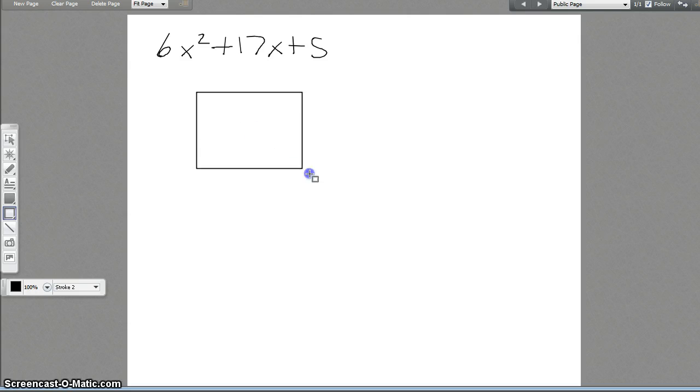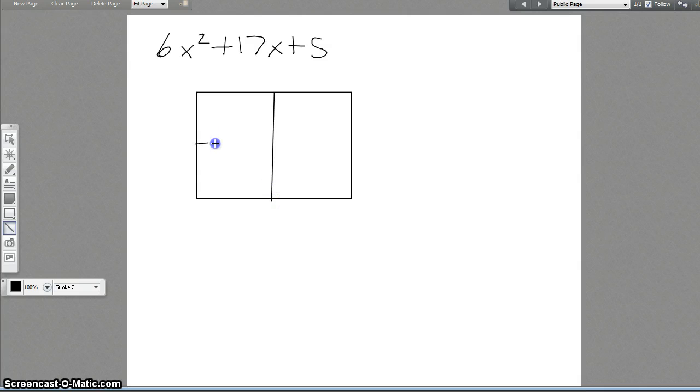What we're going to do is draw our grid, which you're familiar with, and draw our grid lines. Okay, we know that this top left box is going to have our 6x squared. We know that the bottom right box is going to have our 5. And we know that the other two boxes are going to add up to 17x.